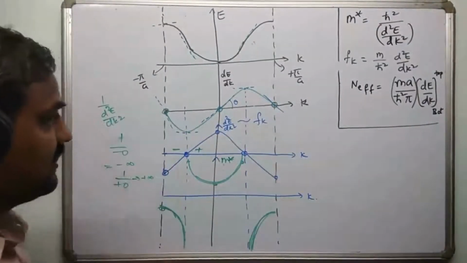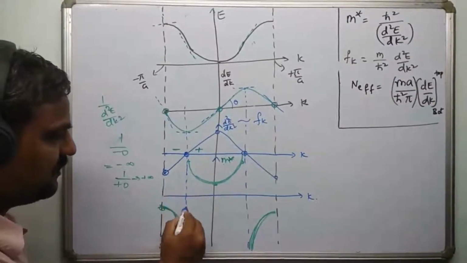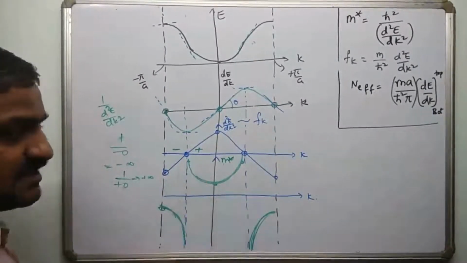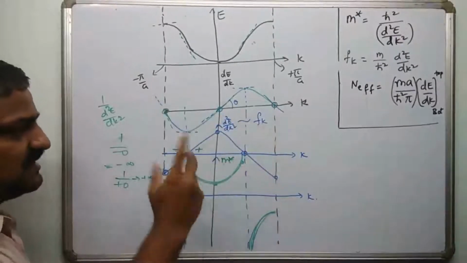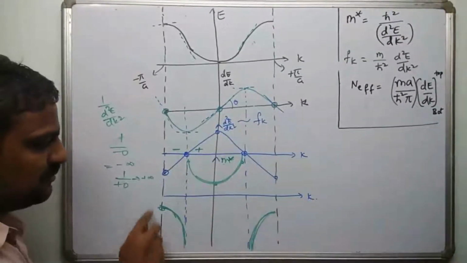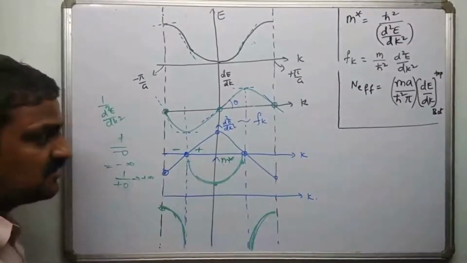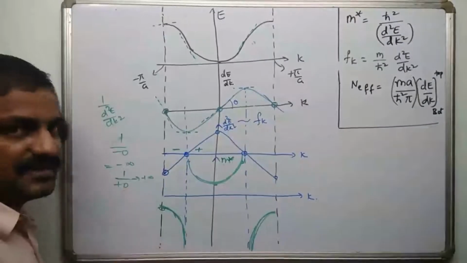And the surprising thing is, at one particular point, the mass is becoming infinity also. So there are some points of inflection. There the slope changes sign. The slope is changing sign because from this side it is becoming negative, from that side it is becoming positive. So this point is a point of inflection, and this is the story of effective mass.